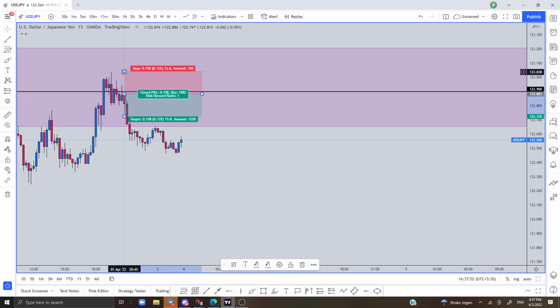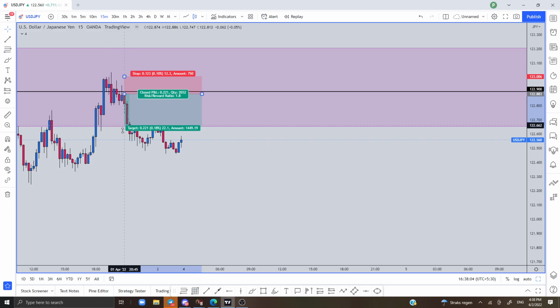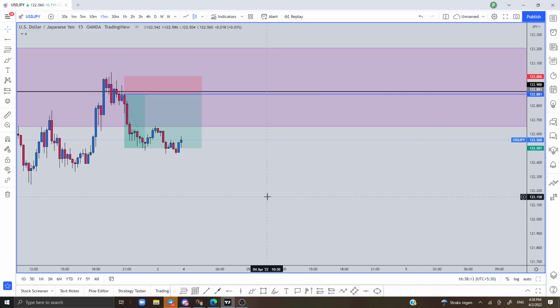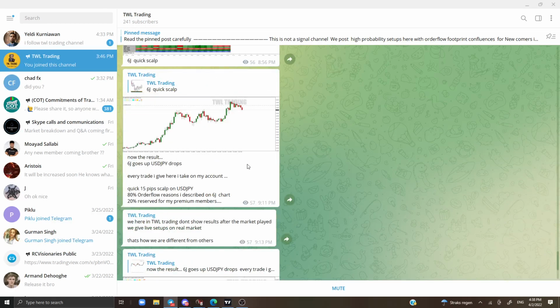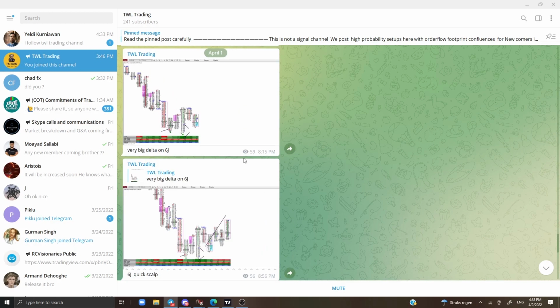After this candle I could have sold it. Actually we sold it in the group. I'll show you. That is the stop loss just above this candle, and this is the entry, and 3R is minimum. 3R it gave, yes. So that was the entry, USD JPY sell. We took this trade. This is our group, TWL trading. Okay, and see, I posted this one.